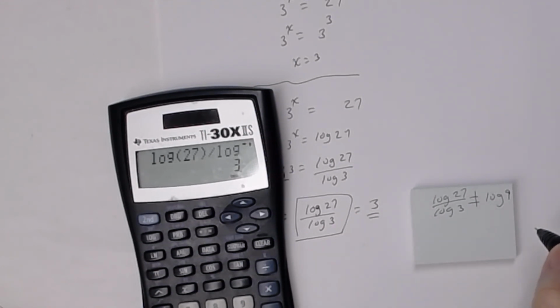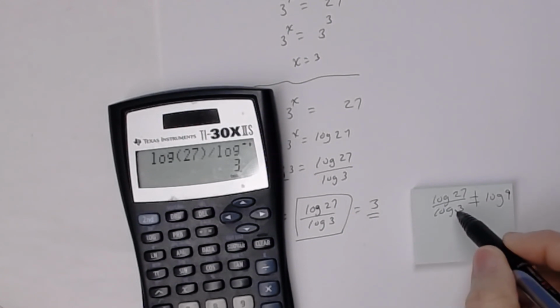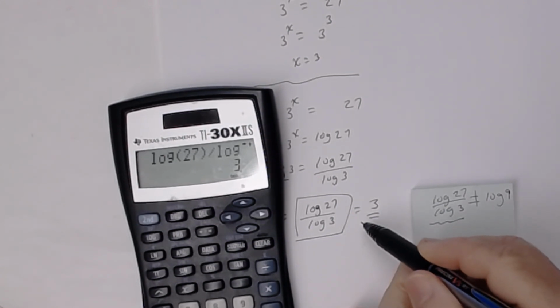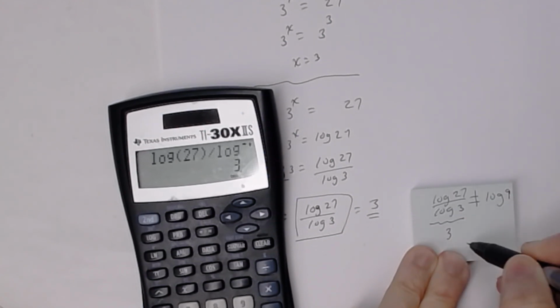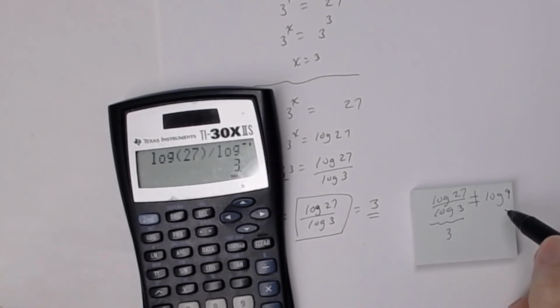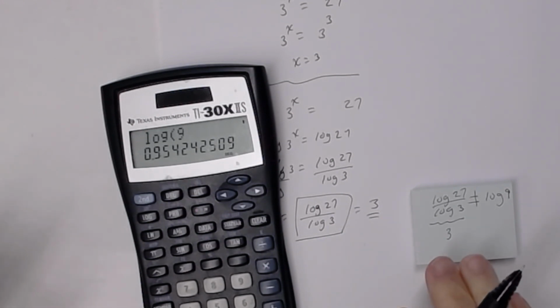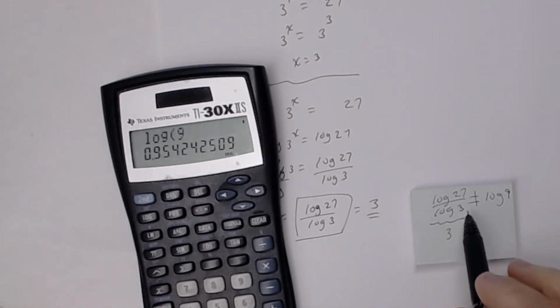And that's a common mistake. So we know that the log of 27 divided by the log of 3 is 3. We know that. So if you said that's the log of 9, check yourself. Use your calculator. Log of 9, press equal, that is not 3. That is 0.9542 and so on. All right? So just be careful. Don't make that overgeneralization here.